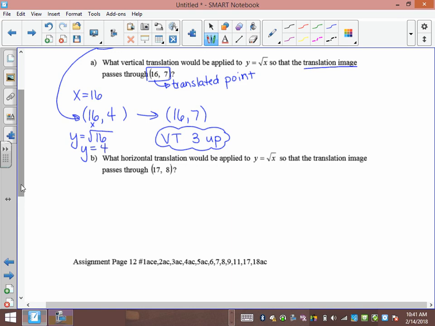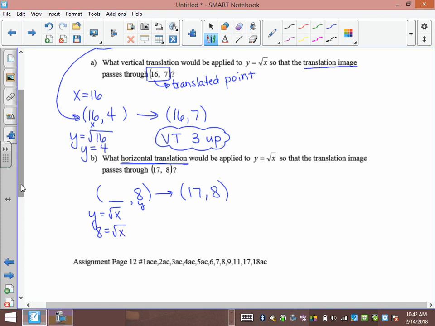What horizontal translation would be applied? So what did they move? The x. Yeah? What did they keep? The y. So on this point, it's something and 8, and on the new, it's 17 and 8. We agree? How do we get this something? Plug it into the equation. The equation is y equals square root x. y is 8, so 8 equals square root x.